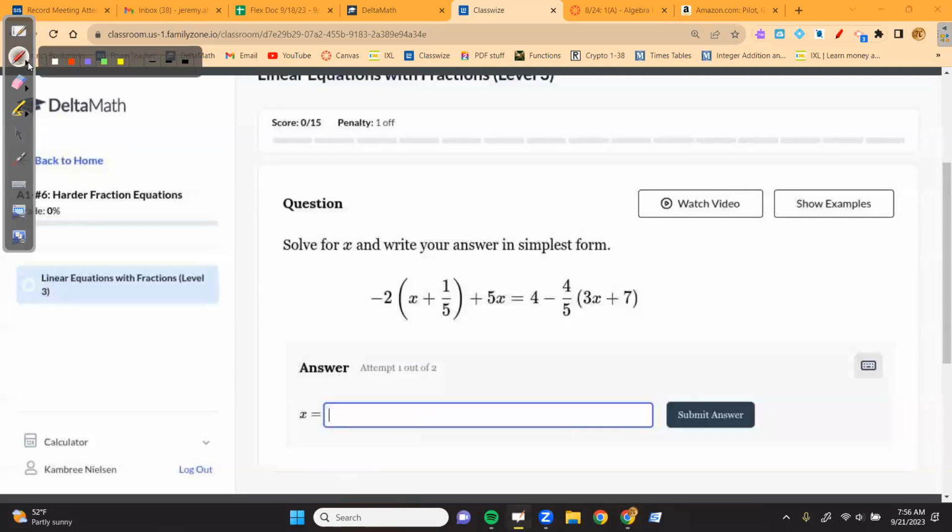So in a case like this, you have a fraction that's hiding from you. You see that? It's that 1/5 that's inside the parentheses. So our mission in step one is not to kill that fraction. Our mission in step one is just to get it out in the open so that we can eliminate it.